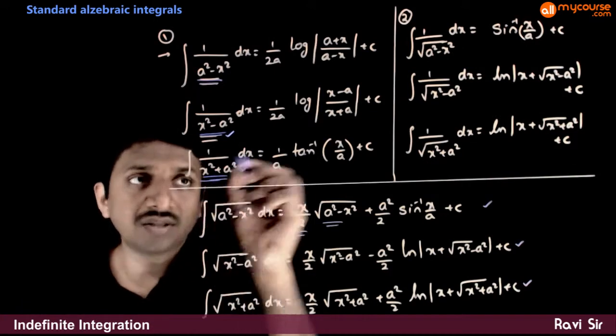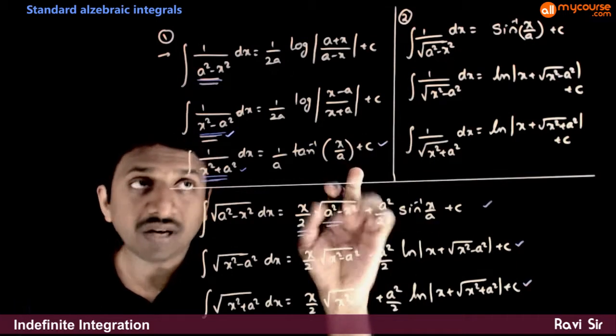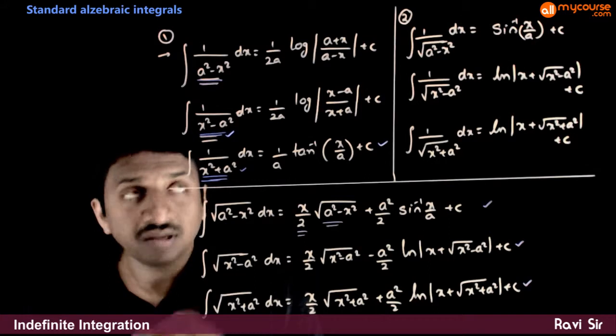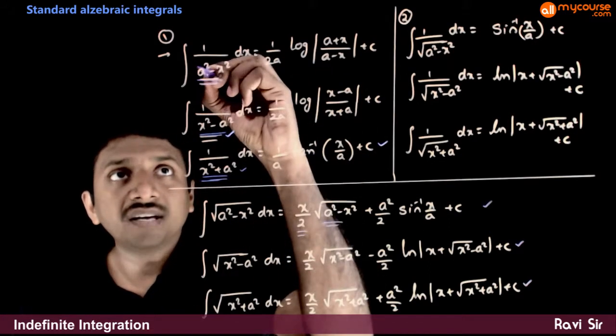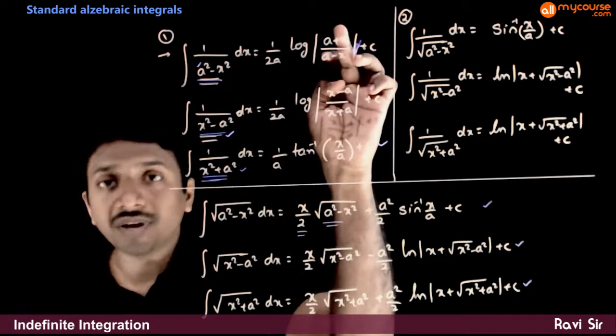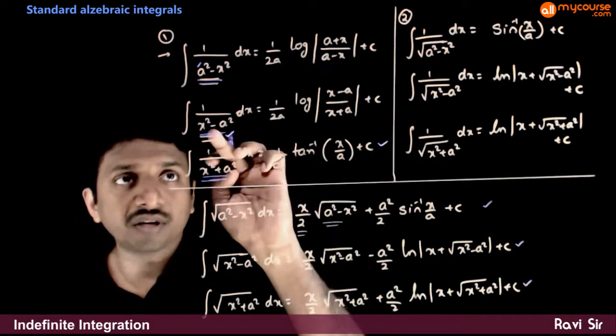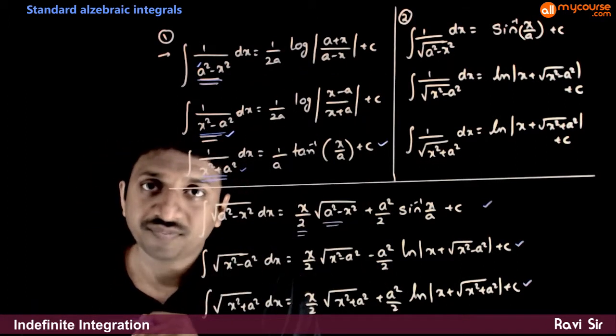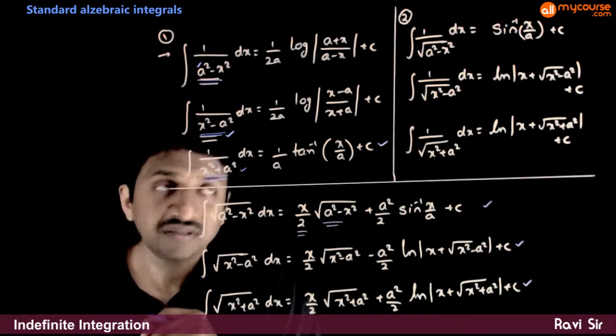So this can be separately remembered, and these two you can remember as 1 by 2a, 1 by 2a is common. Log of, if the constant is positive, you get positive symbol in the numerator. If the constant is negative, you get a negative symbol in the numerator. That's how you remember this.